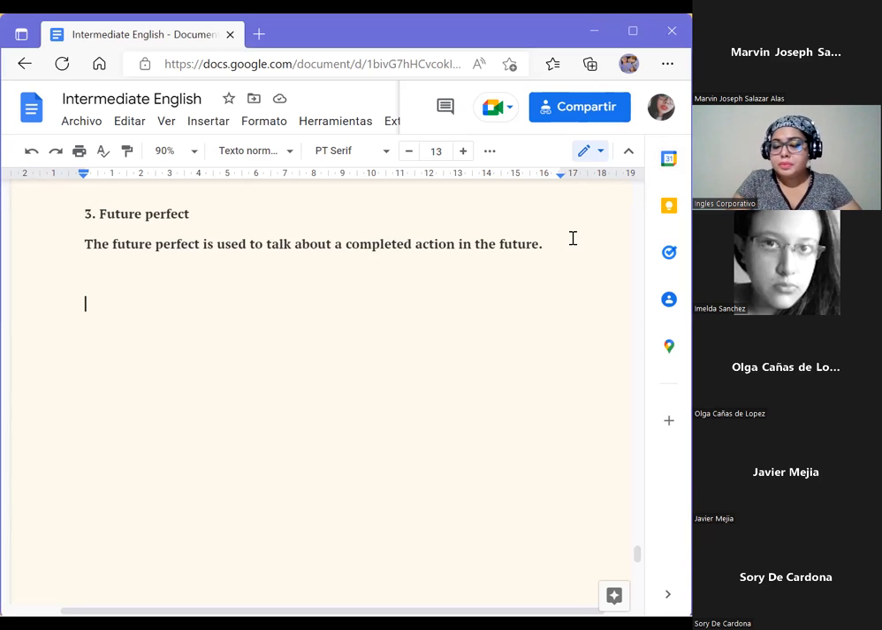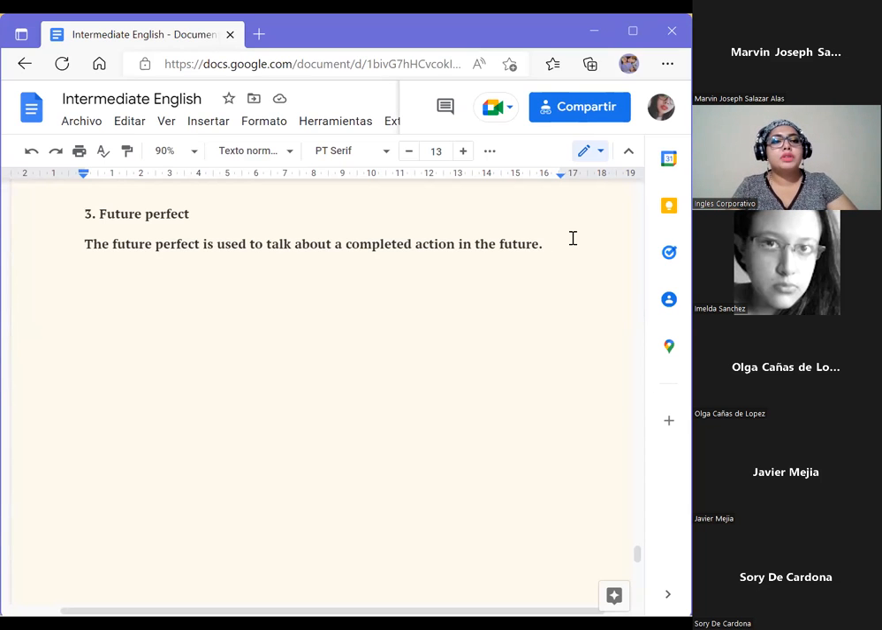So we were learning about the form of the future continuous. Also, we were seeing the uses in some examples. We were talking about the study verb. And also we were doing an activity in which we were saying the things that we will do in a different time. So now we are going to continue with the future perfect.